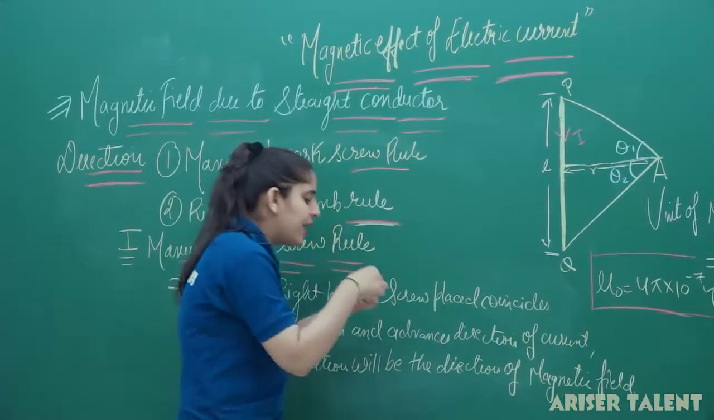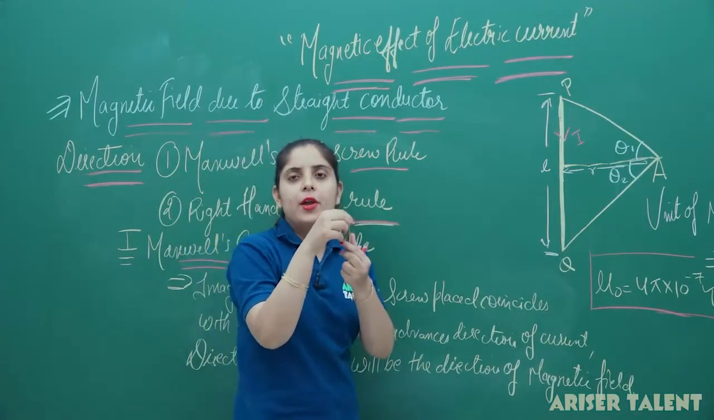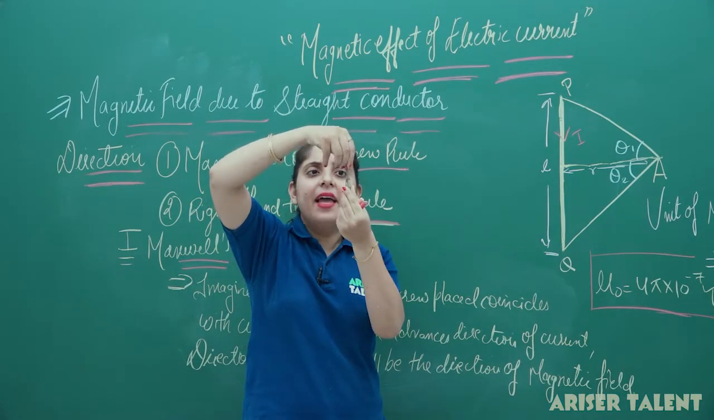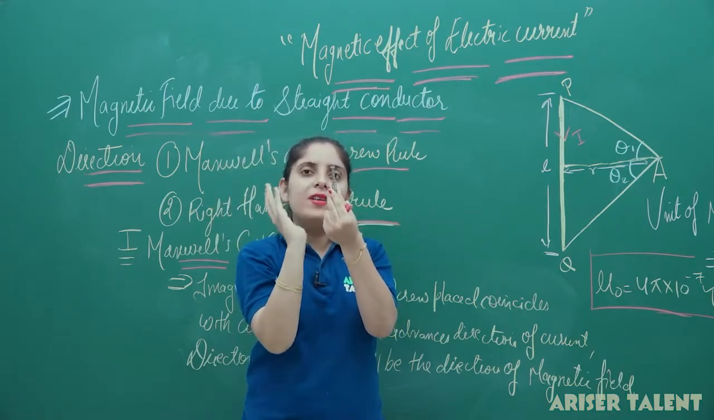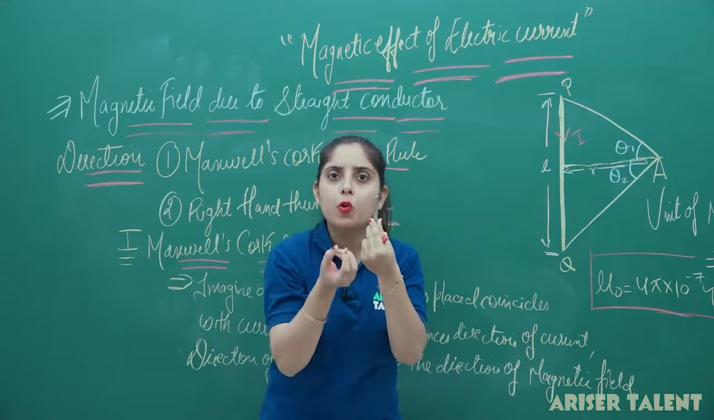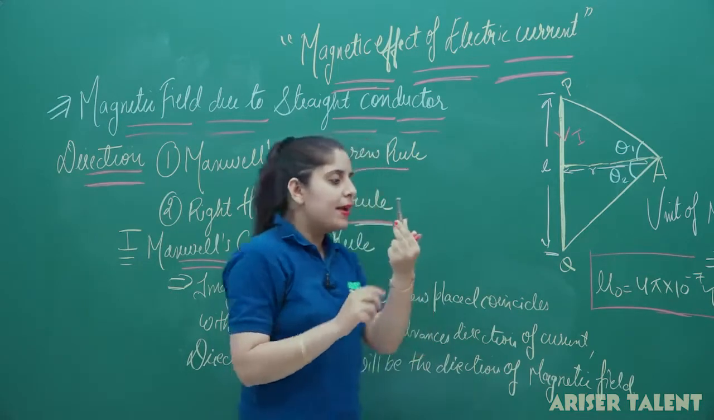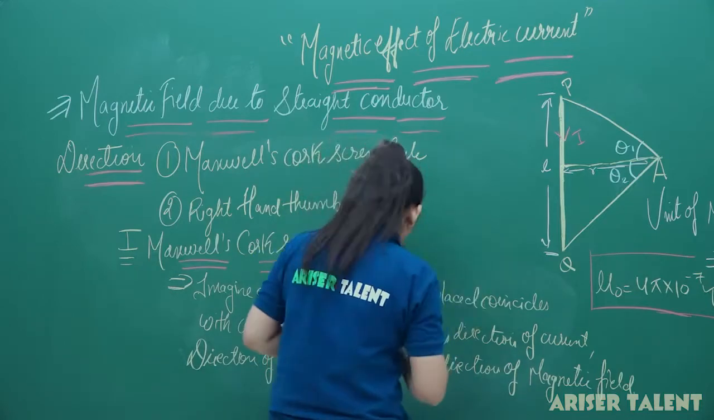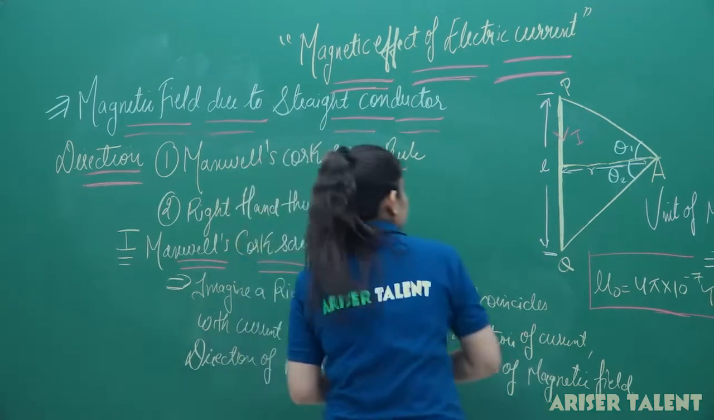For understanding this system, I am just drawing the diagram here. What you have to do is advance it in the direction of the current. It means it always advances in the direction of the current. The direction in which the screw is rotated will give you the direction of the magnetic field here. So for this, I'm just drawing a simple picture here so you can easily understand this.